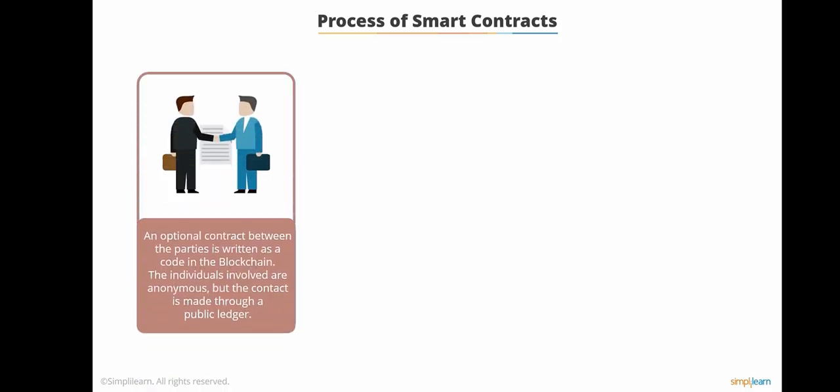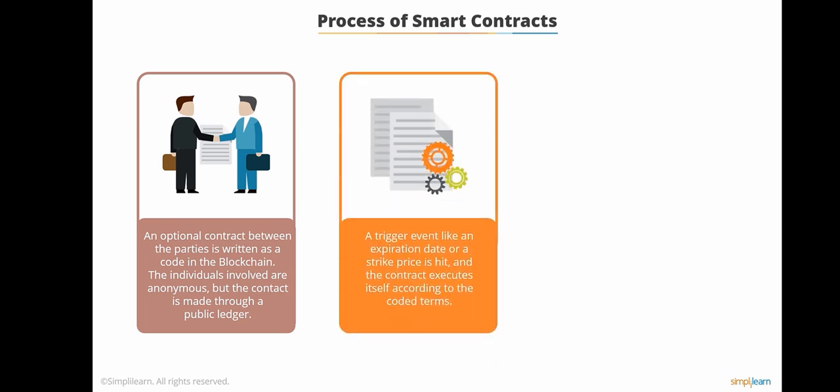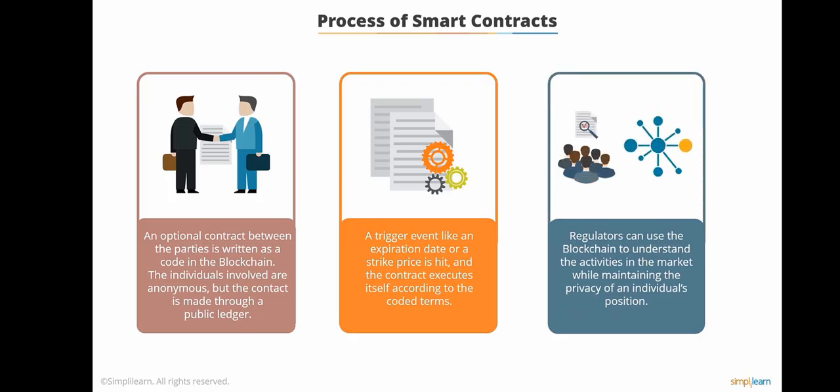Process of smart contracts. In this slide, we will understand how the smart contract works. First, an optional contract between the parties is written as code into the blockchain. The individuals involved are anonymous, but the contract is made through a public ledger. Then, a trigger event like an expiration date or a strike price is hit, and the contract executes itself according to the coded terms. Next, regulators can use the blockchain to understand the activities in the market while maintaining the privacy of an individual's position. Let me show you the implementation of a smart contract in a simple use case.